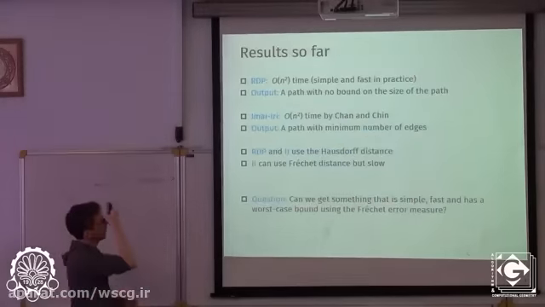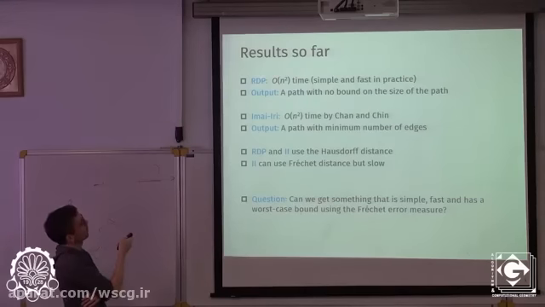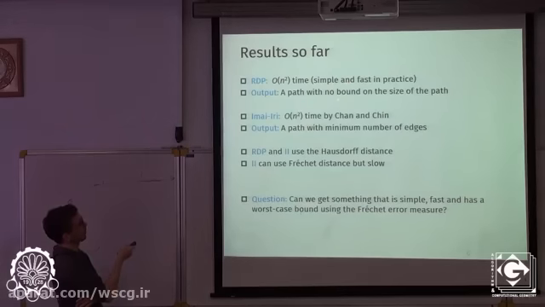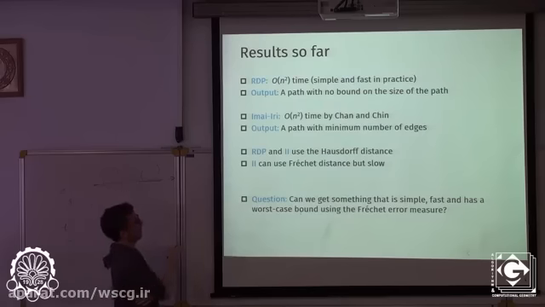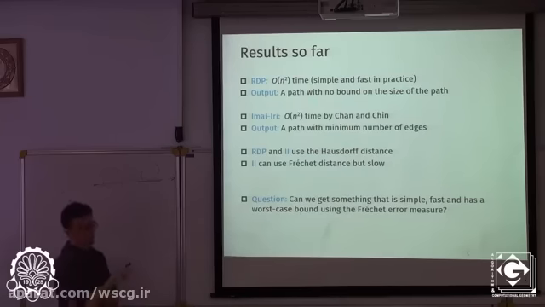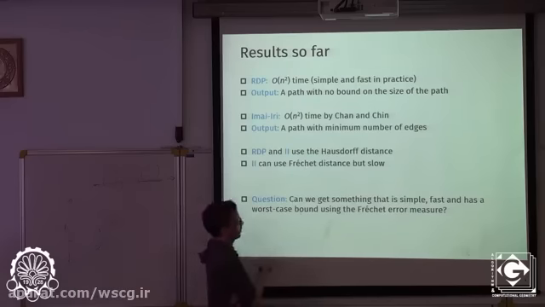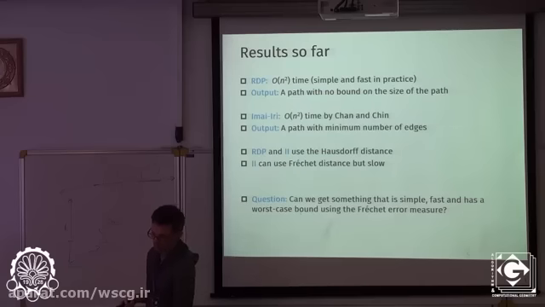So what did I show you so far? Two algorithms. The Douglas-Peucker algorithm: quadratic time, simple and fast in practice, but the output has no guarantee. Imai and Iri, with the improvement by Chan and Chin that I showed you, takes quadratic time, and that actually is optimal in the sense as we defined it. Both of these algorithms used Hausdorff distance, and if we want to use Fréchet distance, it gets very slow. So the natural question is, can we get something faster using the Fréchet distance?